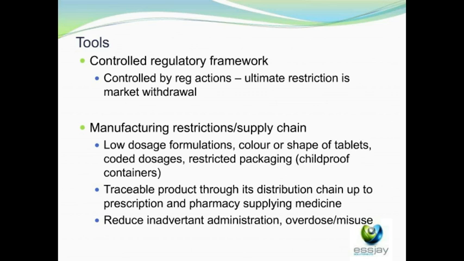Another tool is a controlled regulatory framework, and this is where you can limit the license or ultimately withdraw the license, and obviously then you don't have access to the product at all. And then you can also restrict through manufacturing or supply chain. So this could be childproof containers, or limiting the amount that's in a pack, or the color or the shape, or where you have traceability through the distribution chain so that you know exactly where your product's going and who is receiving that product. Very often these kinds of things are useful where a product's going to be either misused or abused, or there's a potential for overdose as well.